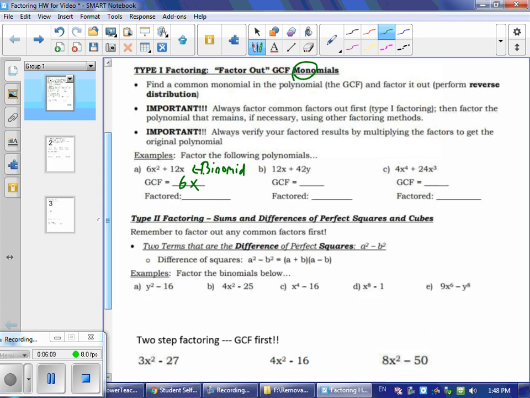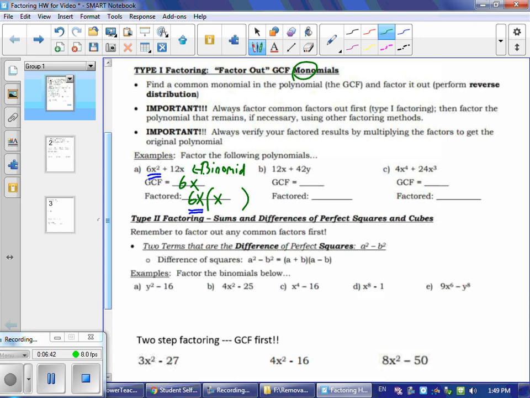So in factored form, the 6x is what we would have distributed into a parentheses. Now the question is, what would we have left in this parentheses? Well, we're factoring a greatest common factor out of a binomial, which means we're going to have a binomial left over. So ask yourself this question: what would I multiply by 6x to get 6x squared? And the answer to that would be x.